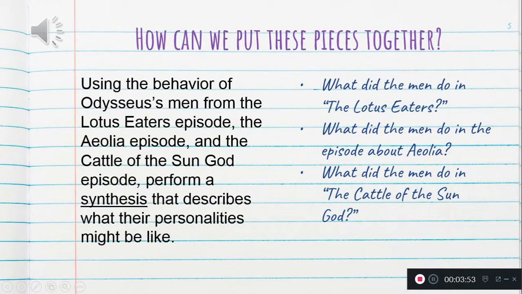In order to perform this synthesis, we have to really understand how his men act, and we have to understand what they did in each of these situations: the Lotus Eaters, Aeolia, and Cattle of the Sun God.